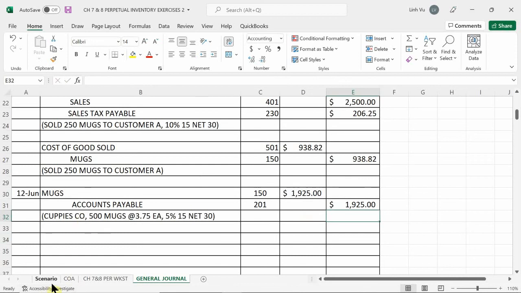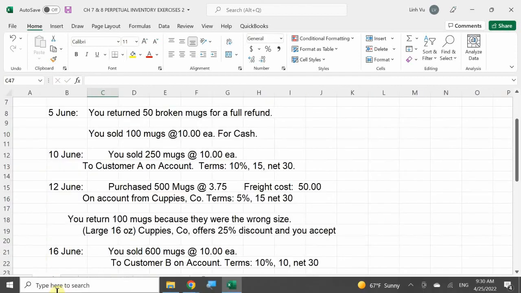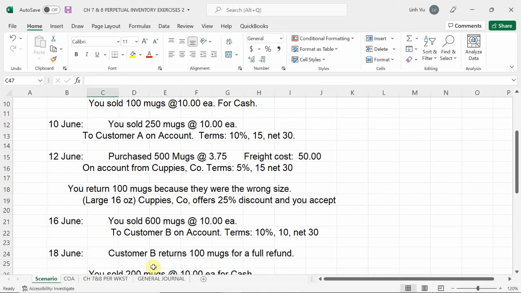So then let's see what happened next. Then it says here that you returned 100 mugs because they were the wrong size. Okay. And of course, they were large 16 ounce cups. Okay. And of course, they offered you 25% discount on your account, and they say you accept it.